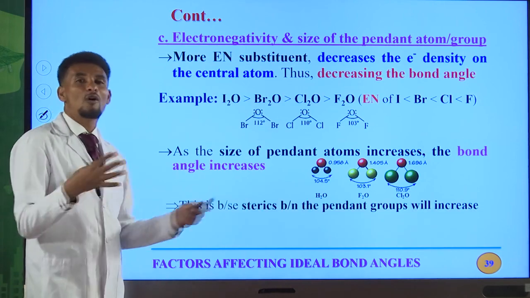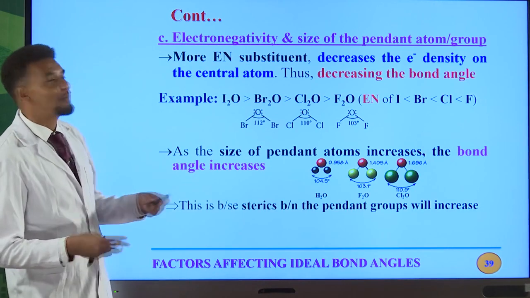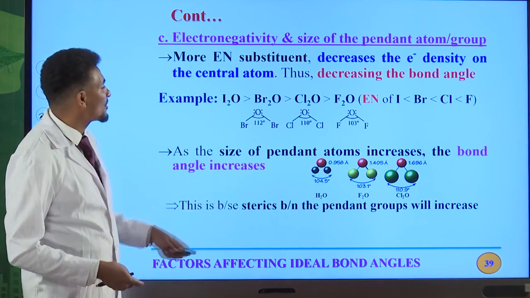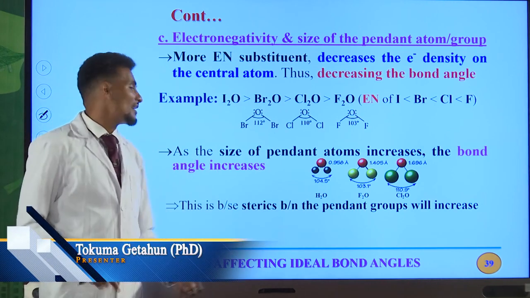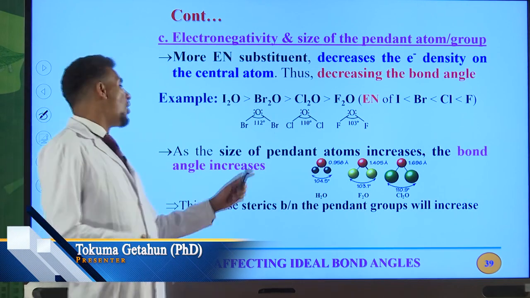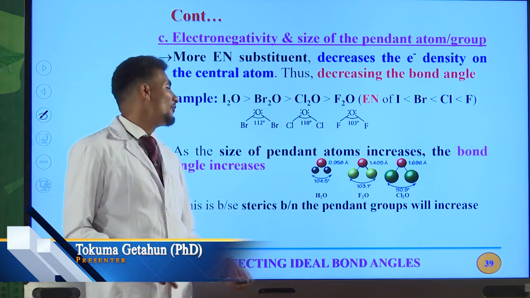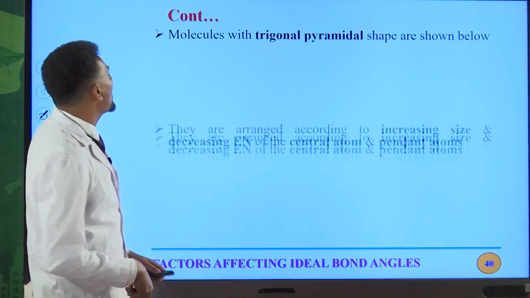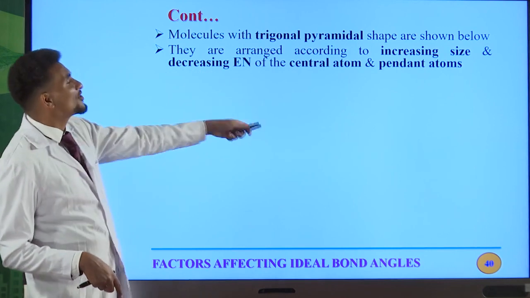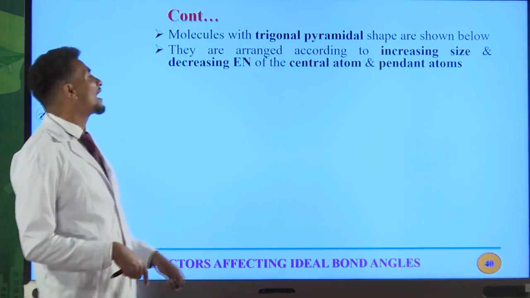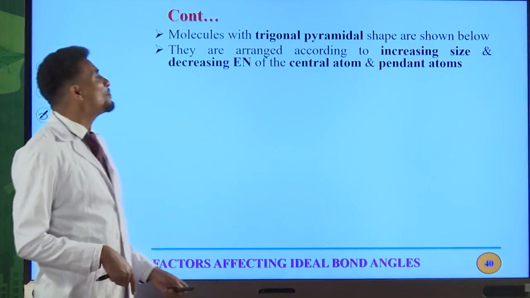So we can also compare the size of the pendant atoms with the bond angles of the molecules. This is another factor that affects the ideal bond angles of the molecule. Already I told you that it is because of sterics. So molecules with trigonal pyramidal shape are also shown below. They are arranged according to increasing size and decreasing electronegativity of the central atom and pendant atoms.